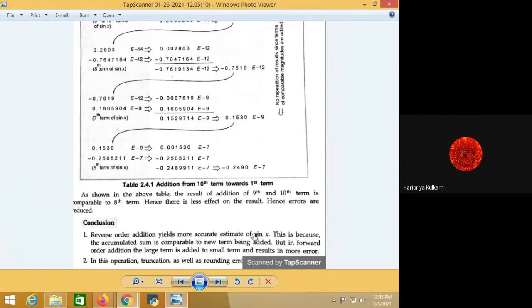Okay, so you should add from the 10th, ninth, then 8th, 7th, 6th, 5th, 4th, 3rd, 2nd and 1st, because the accumulated sum is comparable to the new term being added. But in forward order addition, the last term is added to a small term and hence it is the same. I mean, the result is almost the same. So it will not add up more error.